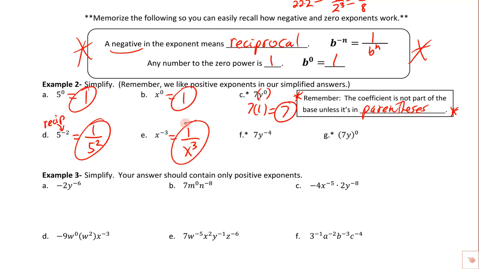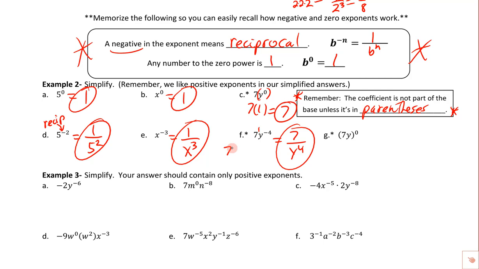Literally that quickly. So on this one right here, again, take note, it's got a coefficient. It's not in parentheses, so the 7 is just fine. Technically, the exponent on the 7 is a positive 1, so we like that. We're going to leave that up in the numerator. There's nothing wrong with that 7. The y to the negative 4, the negative in the exponent means reciprocal, so we're going to write that on the bottom. So we have 7 over y to the 4th, and we are done.